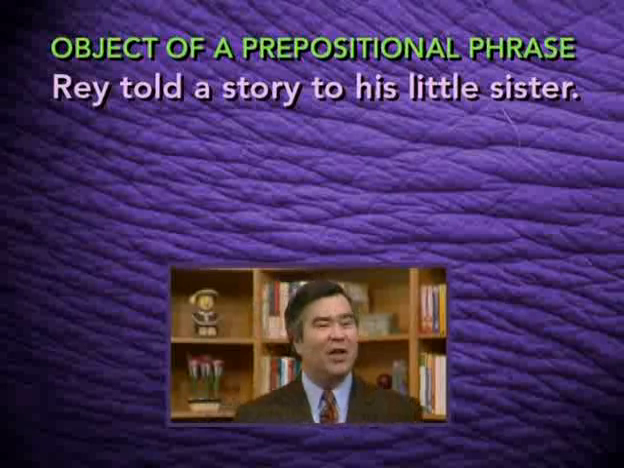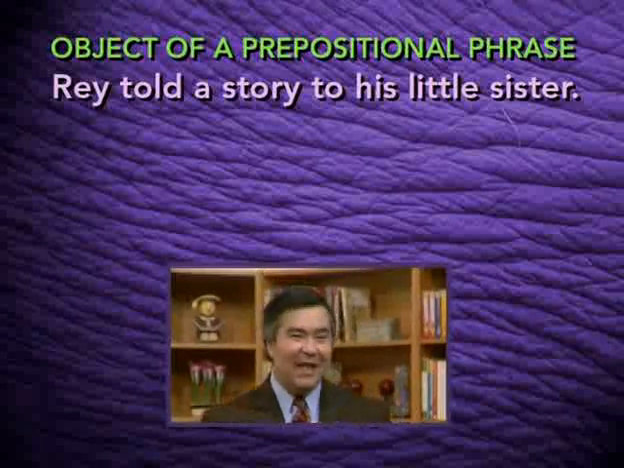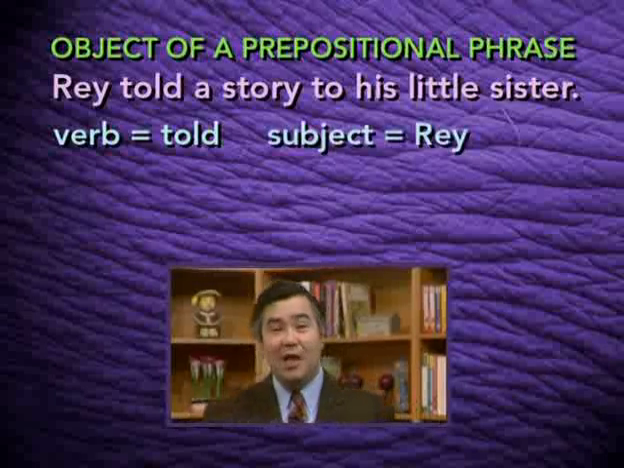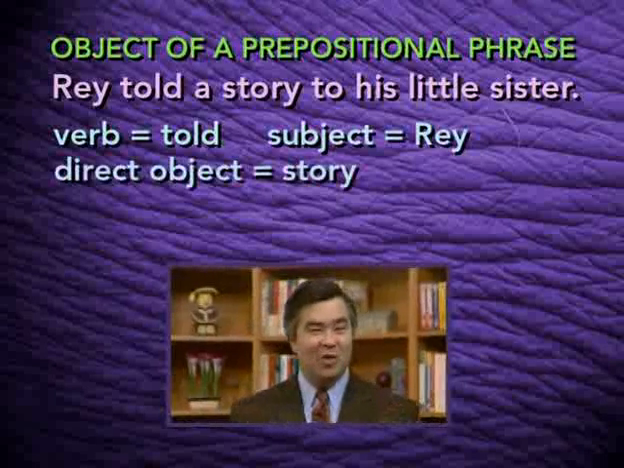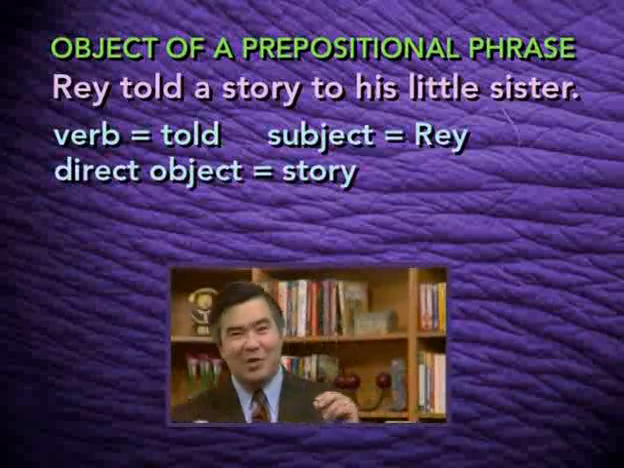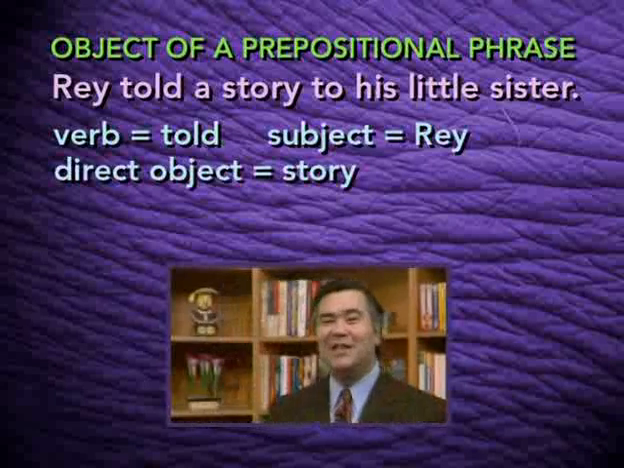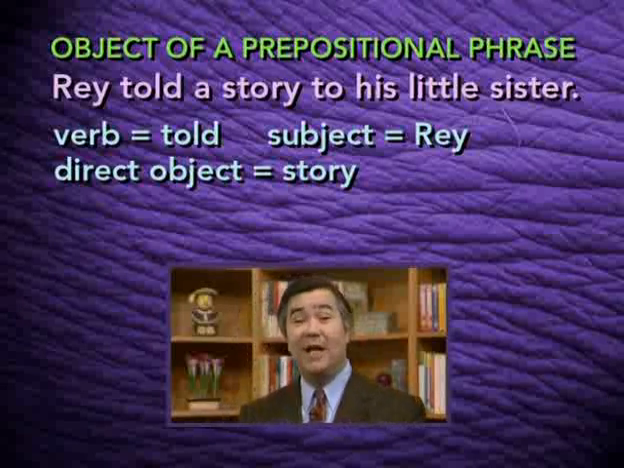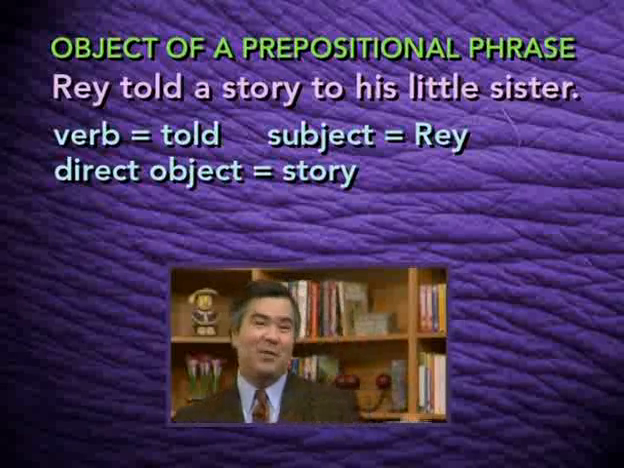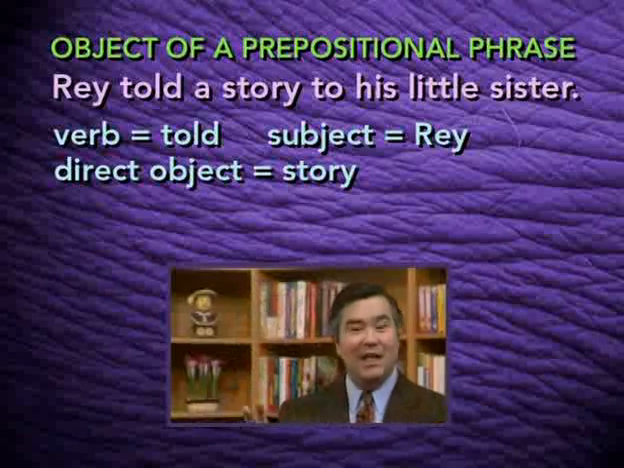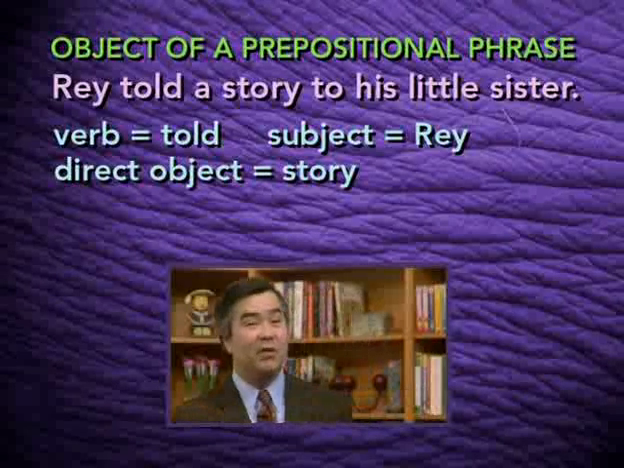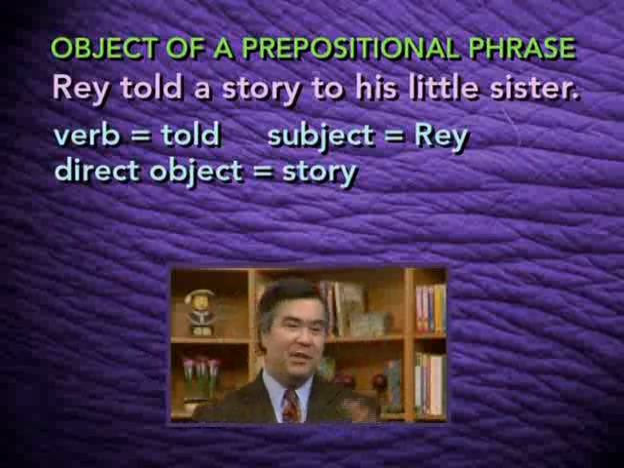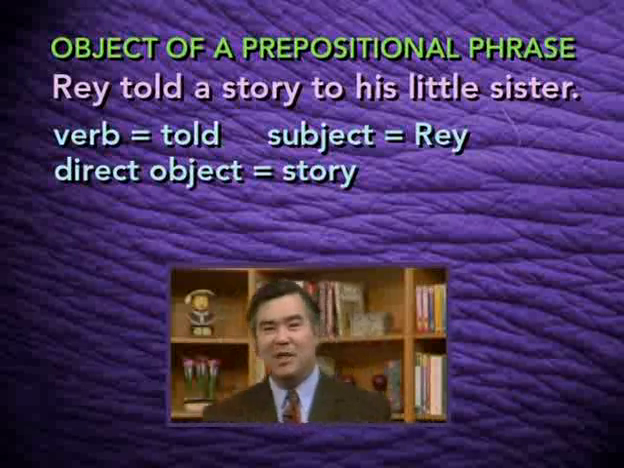Ray told a story to his little sister. In this sentence, we have the same verb, told, and the same subject, Ray. We even have the same direct object, story. That's what Ray told. Now, to whom did he tell the story? Well, he told his little sister. But in this case, little sister is not appearing as an indirect object. Notice that it's not placed between the verb and the direct object. Instead, it has been made part of a prepositional phrase and stuck on at the end of the sentence. To his little sister. The preposition to introduces the prepositional phrase.